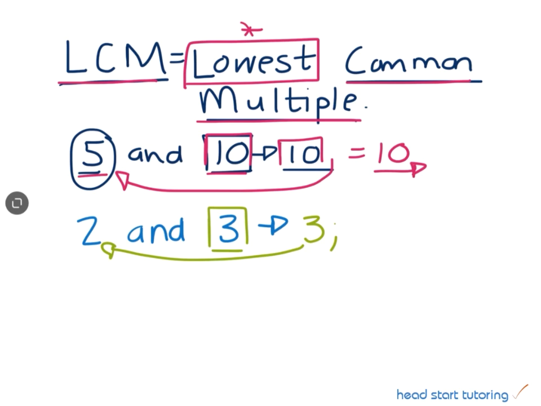So we need to continue listing the multiples of 3 until we find a multiple of 2 as well. So 3, and then we've got 6. Okay, now is 6 a multiple of 2? Yes, it is, because 2 times 3 equals 6. So therefore, 6 is our lowest common multiple of 2 and 3.